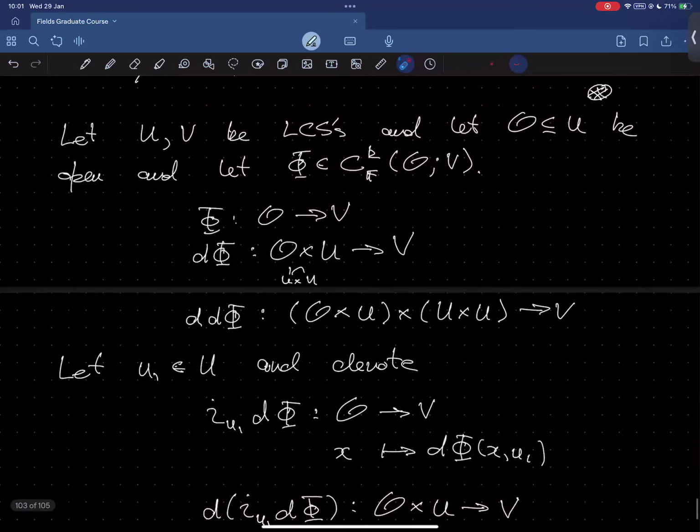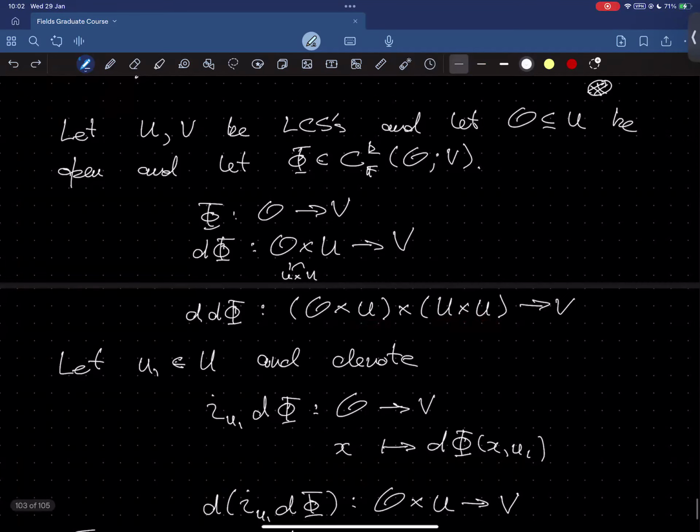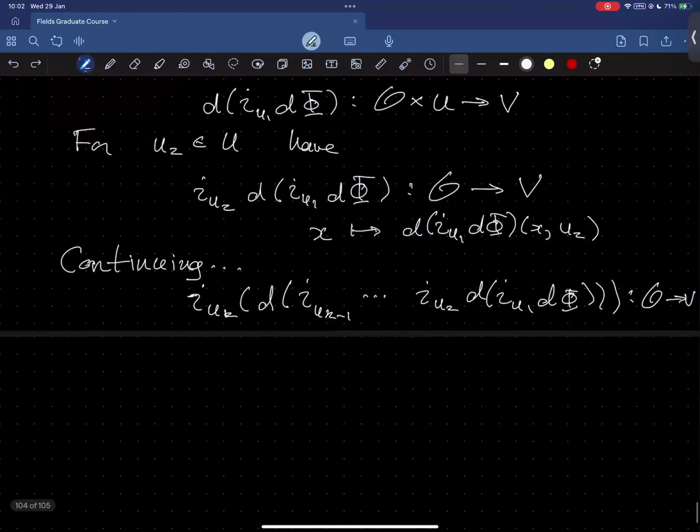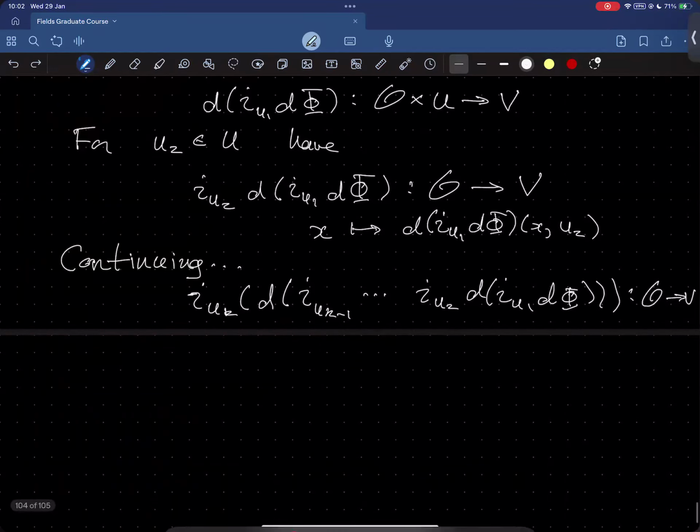Whereas up here, for the second derivative, I would expect to have two directions in which I need to differentiate. But if you just do d of d, you get three. And it gets worse and worse as you differentiate more and more times. So with this notation, we make a definition, and then we state a result.